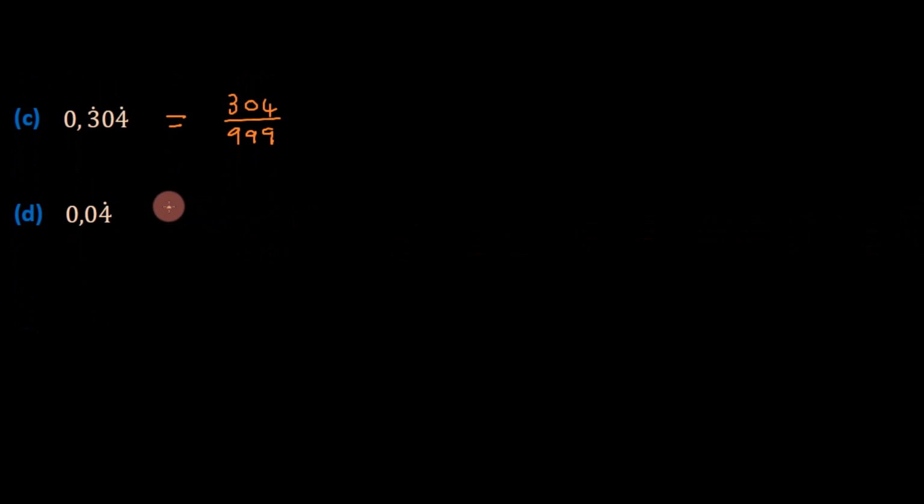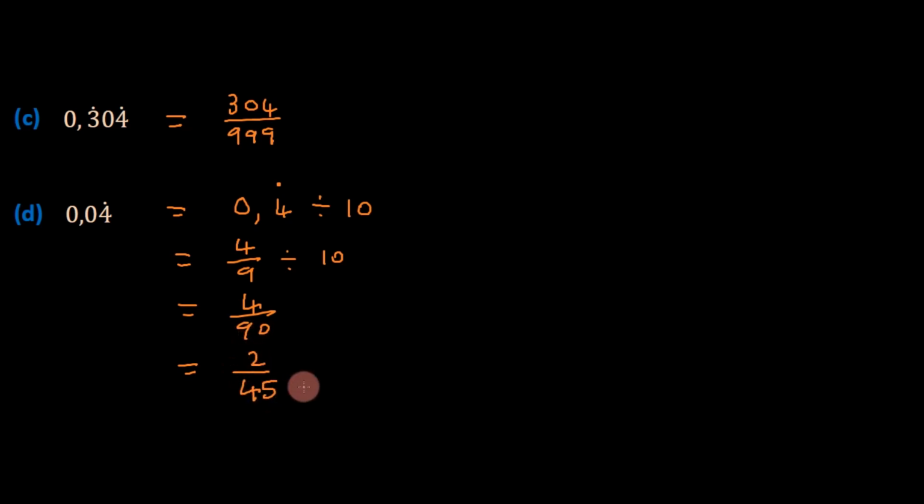Then in D, we have 0.04 recurring. We're going to rewrite it as 0.4 recurring divided by 10. So here we have 1 digit recurring behind the decimal. So it's 4 divided by 9. We can first simplify this. 4 over 9 divided by 10 is 4 divided by 9 times 10. So 4 divided by 90. And this we can simplify. 2 goes into 4 twice, and into 90 45 times.